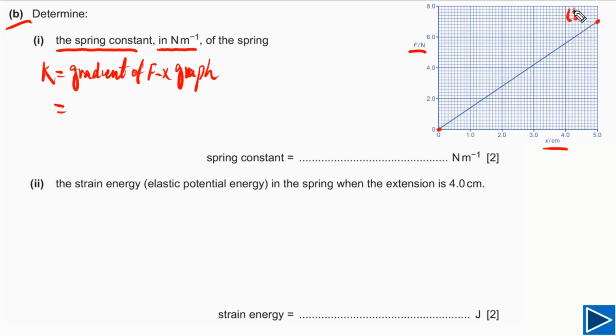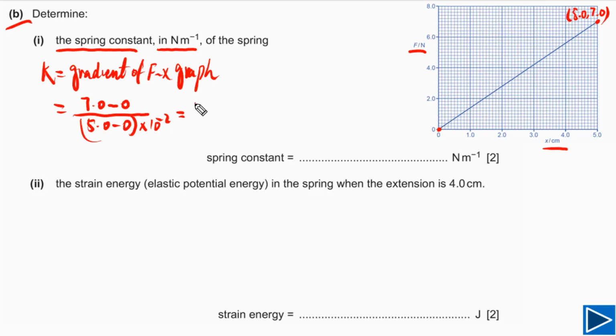Let's write down the coordinates of this point. So the coordinates of this point are 5.0, 7.0. Now we can find the gradient, that is equal to 7.0 minus 0 divided by 5.0 minus 0, but this is in centimeters, so we have to multiply by 10 to the negative 2.